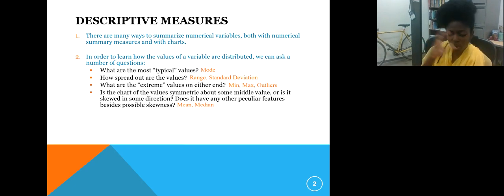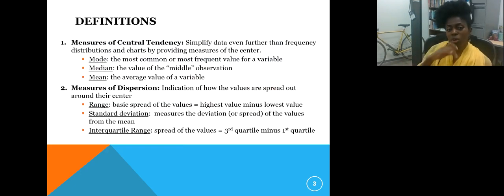So what all of that essentially means is how centered is it? What's the average? That's another word for mean. What's the middle? That's another word for median. So we're going to learn what all these things mean.